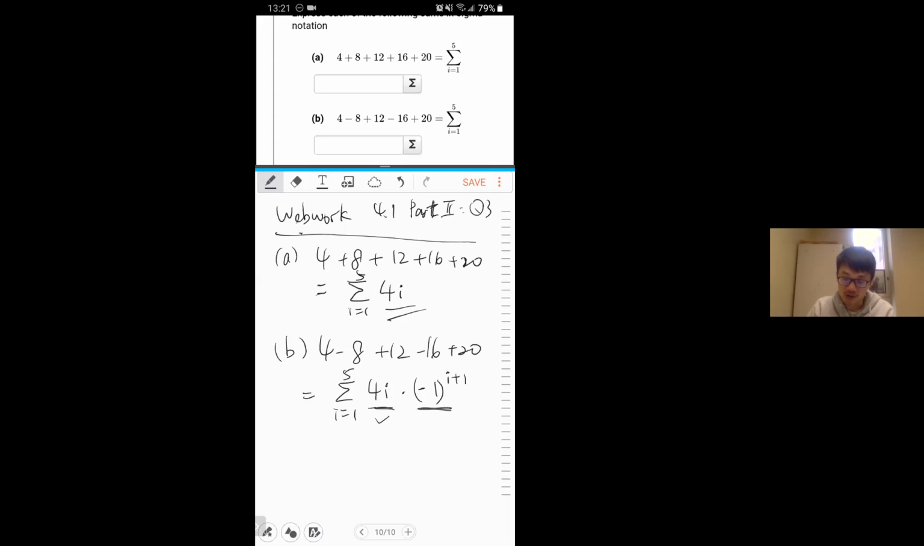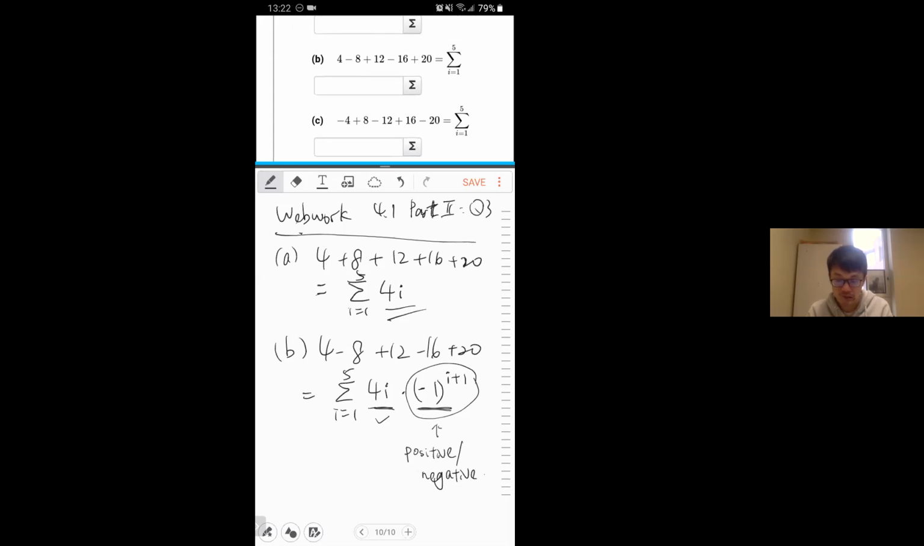So the exponent right here tells you whether it's positive or negative. Is it okay? So I'll let you figure out part C. Part C should look very similar to this, but I'll let you play around. If you have any questions, let me know.